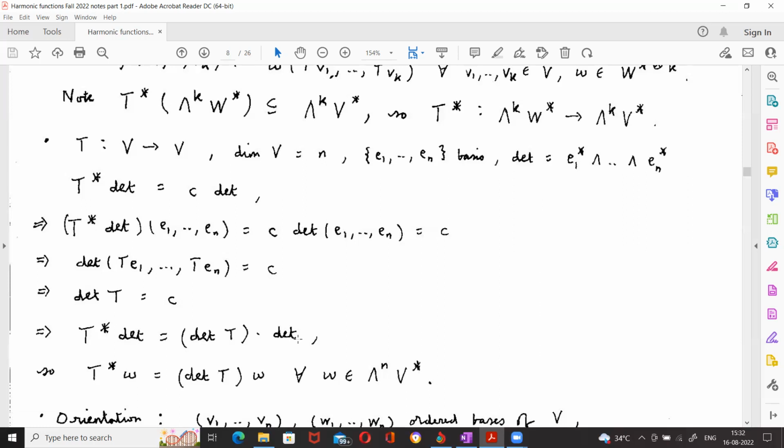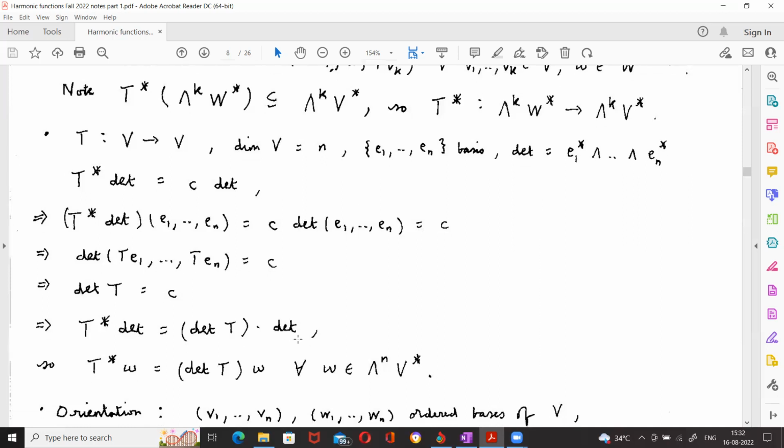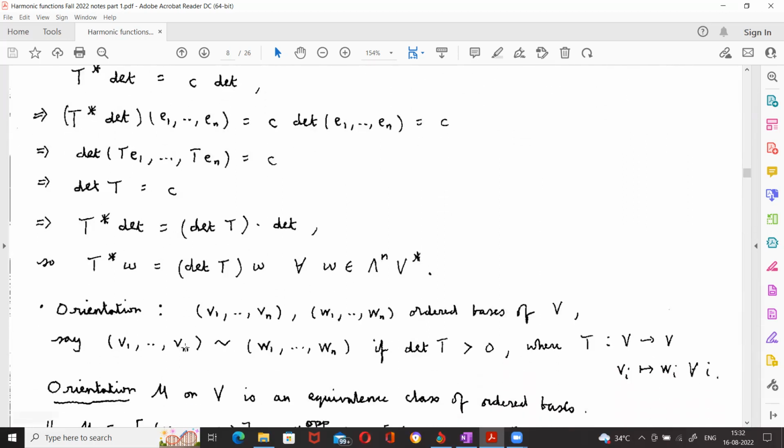Is this clear? Yes, sir. Okay, and therefore, by linearity, T star of any n-form omega is just going to be det T times omega, whenever omega is in wedge n V star, because omega is a scalar multiple of the determinant, and the determinant pulls back to determinant of T times the determinant. So any n-form omega is going to pull back to determinant of T times omega. Is this clear? Yes, sir.